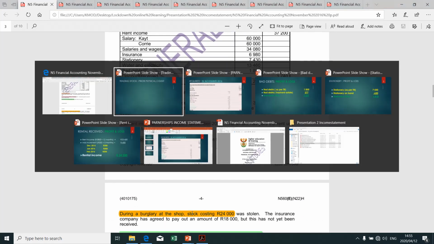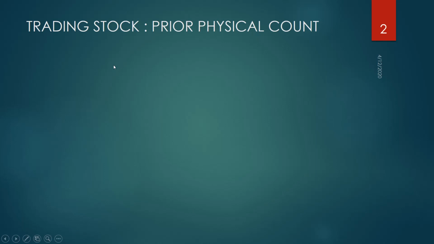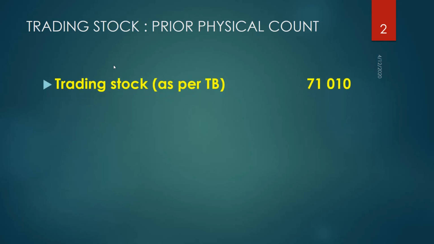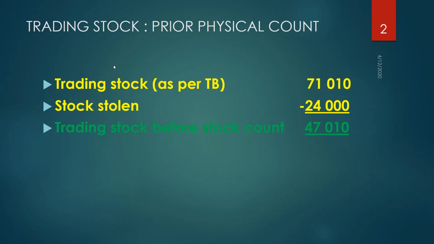I quickly want to take you to the calculations. So in this slide, I want to deal with trading stock prior to the physical stock count. I'm going to commence by taking the amount of trading stock as per the trial balance. I'm going to deduct the stock that was stolen during the burglary, and the cost price was given at 24,000. My trading stock value before the physical stock take was 47,010.